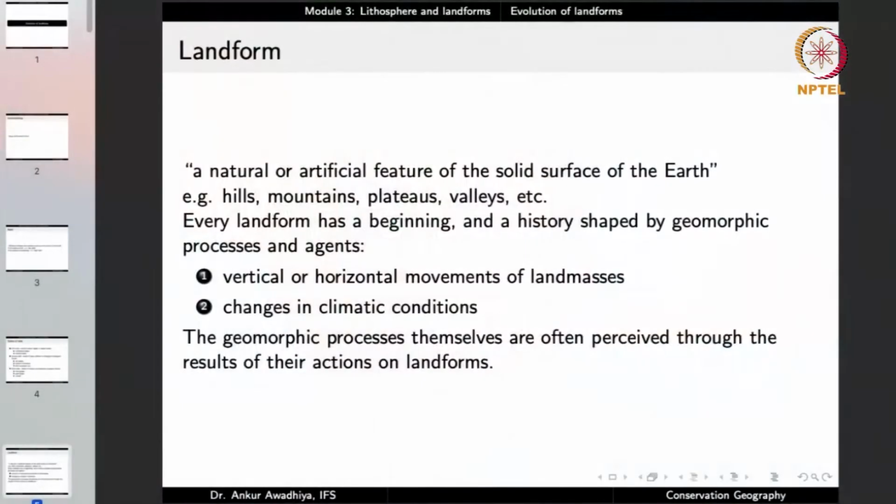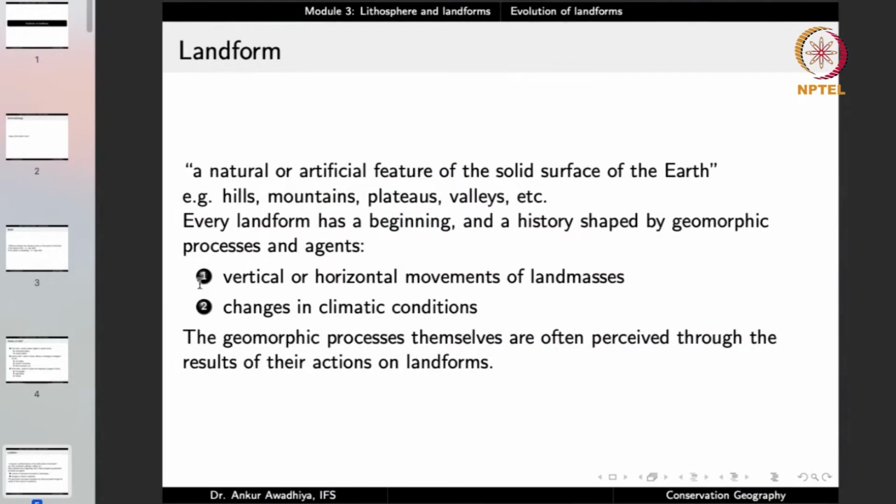If there is a plateau, when did this plateau originate? How did it originate? And when did it start to rise? When did it begin to degrade? So these are the things that you can talk about for any landform. So every landform has a beginning and a history, and this history is shaped by geomorphic processes and agents.